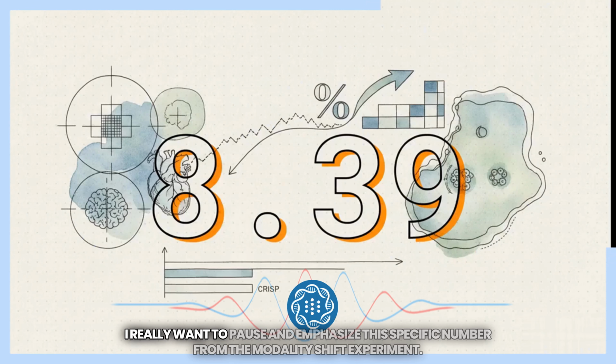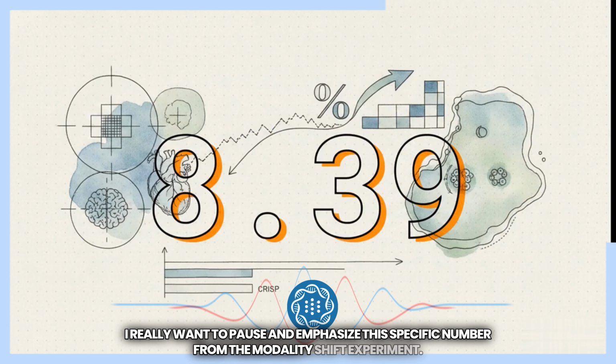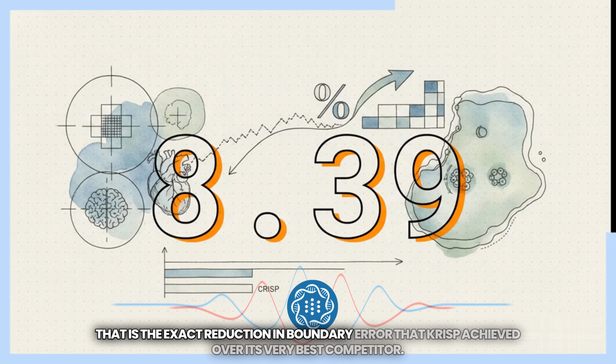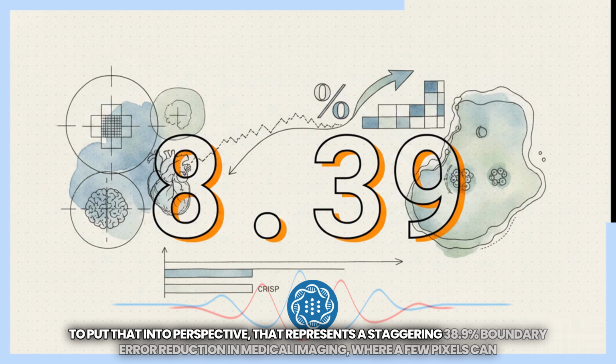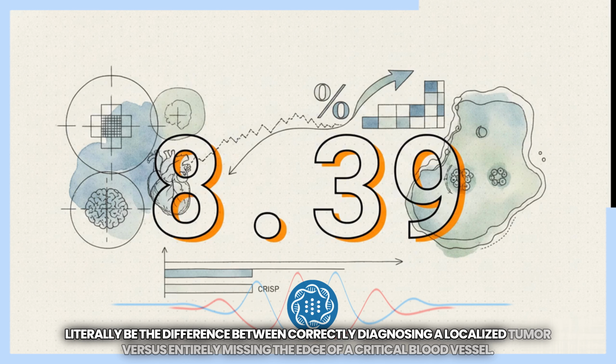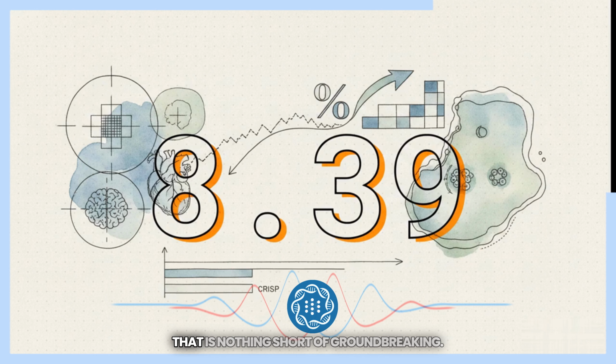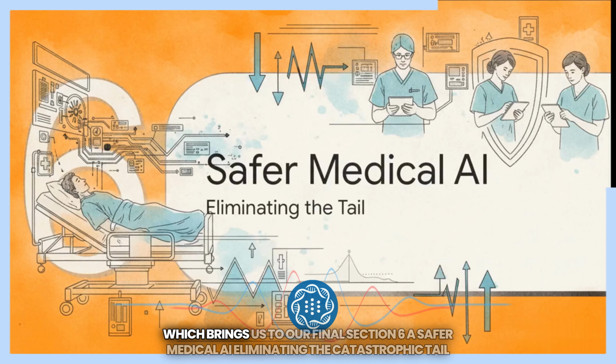I really want to pause and emphasize this specific number from the modality shift experiment. 8.39 pixels. That is the exact reduction in boundary error that CRISP achieved over its very best competitor. To put that into perspective, that represents a staggering 38.9% boundary error reduction. In medical imaging, where a few pixels can literally be the difference between correctly diagnosing a localized tumor versus entirely missing the edge of a critical blood vessel, an 8-pixel improvement, without even seeing the target hospital's data, that is nothing short of groundbreaking.